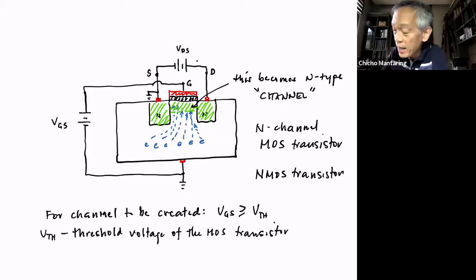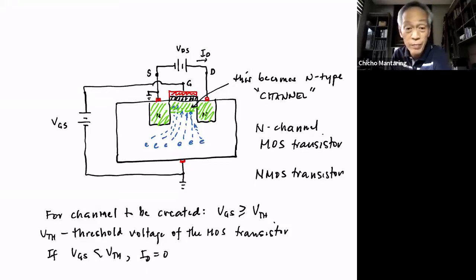Okay, so this is now ID. If VGS is less than VTH, ID will be equal to 0. There's no effective channel, no channel formed.